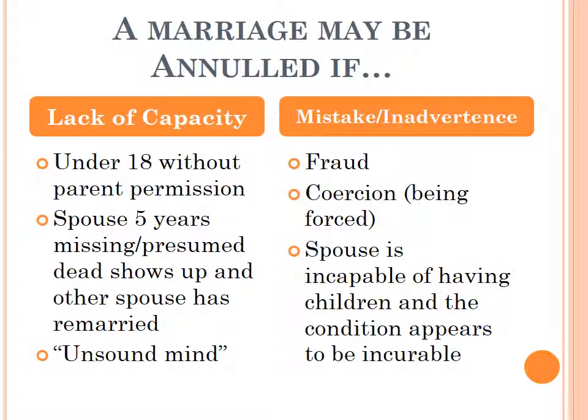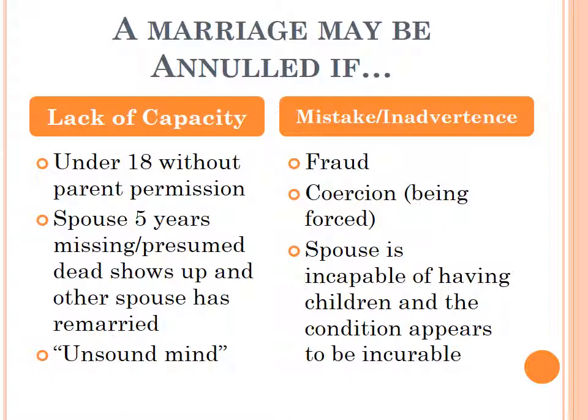A marriage may be annulled in two situations. Number one would be a lack of capacity. In other words, you're arguing that the person who entered into the marriage could not have legally done so. For example, they could be under the age of 18 and not have gotten that parent or guardian permission and signed off by the judge, which is required for marriage.